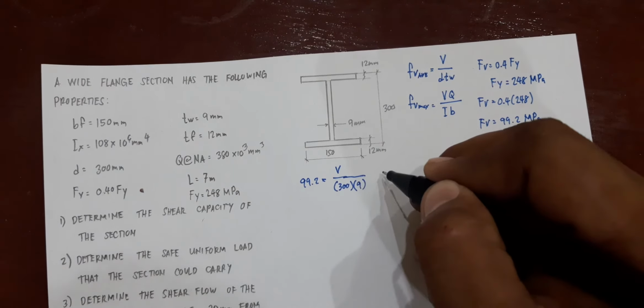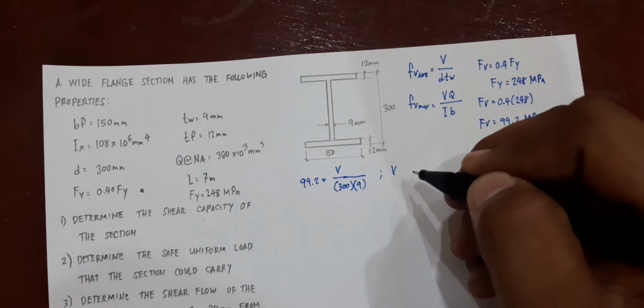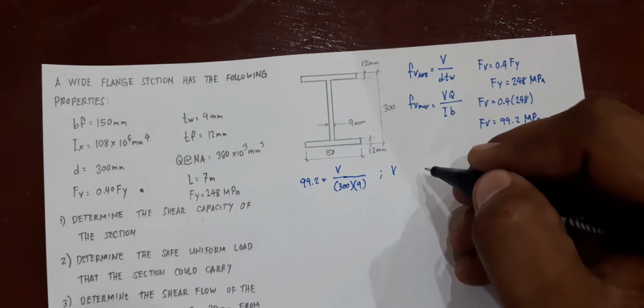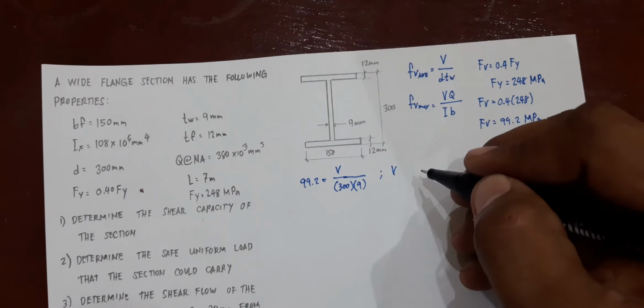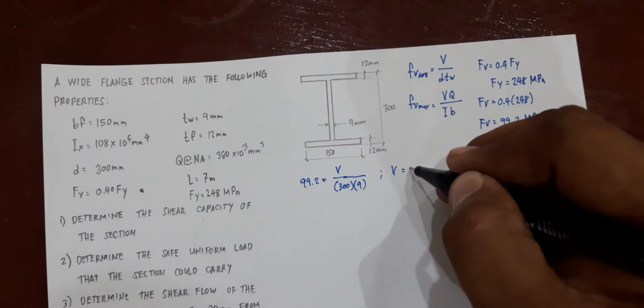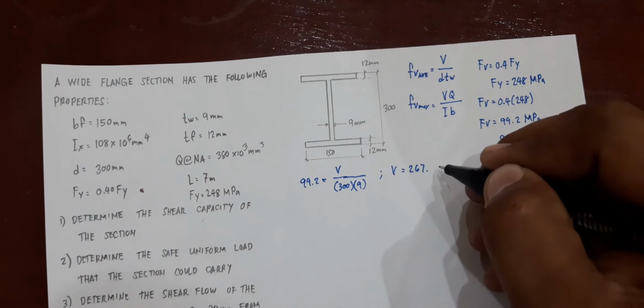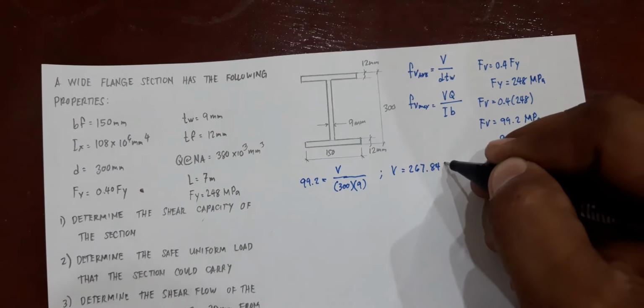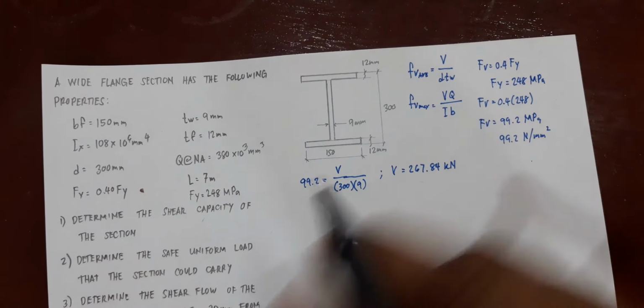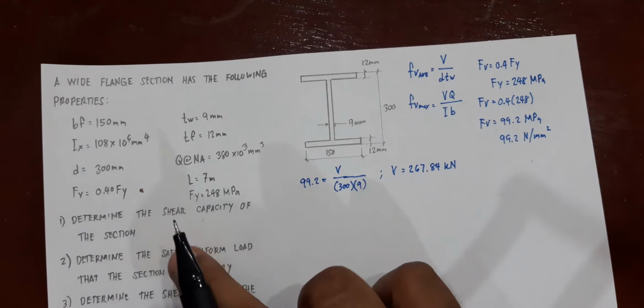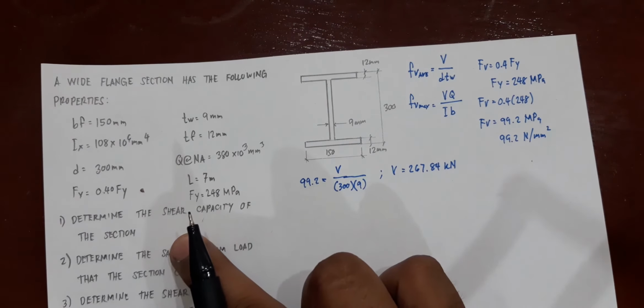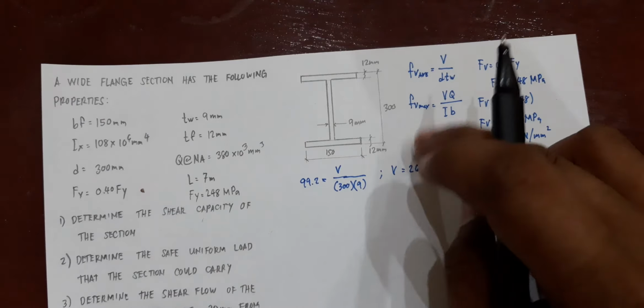Then you have your shear. Using average shearing stress, you would have a value equivalent to 267.84 kilonewtons. The problem did not specify whether it is average or maximum, so let's just calculate for both.